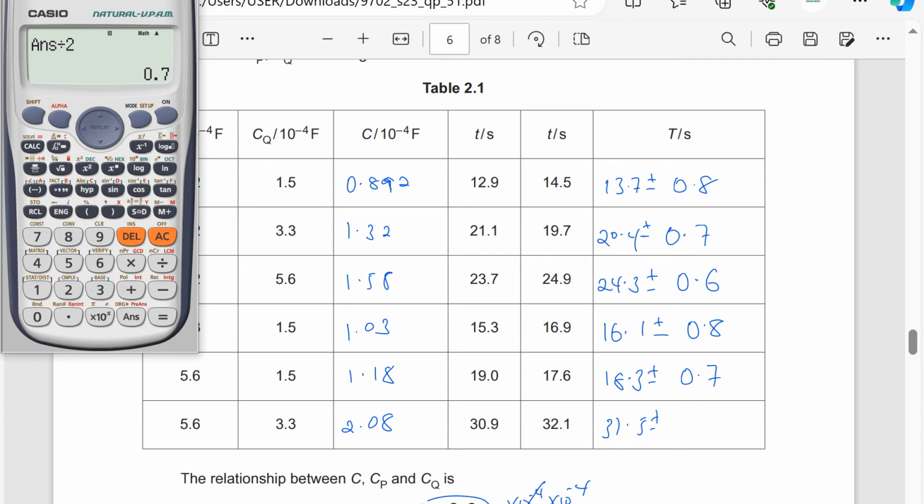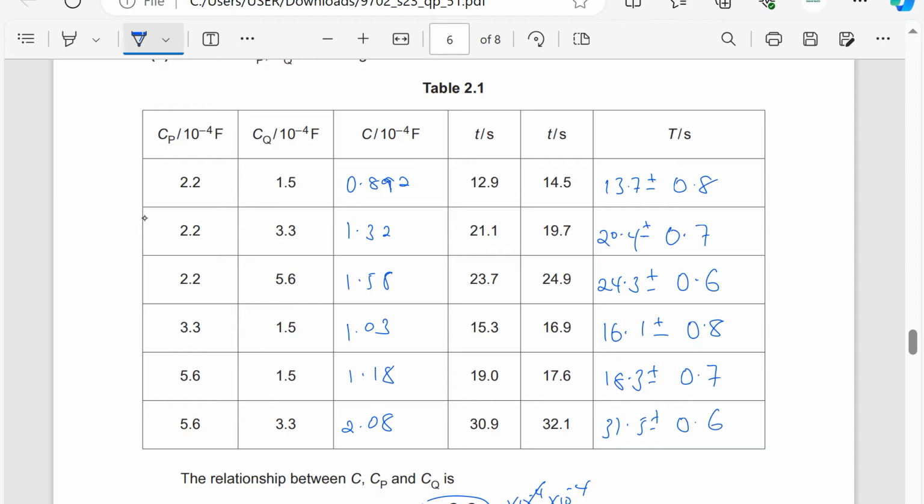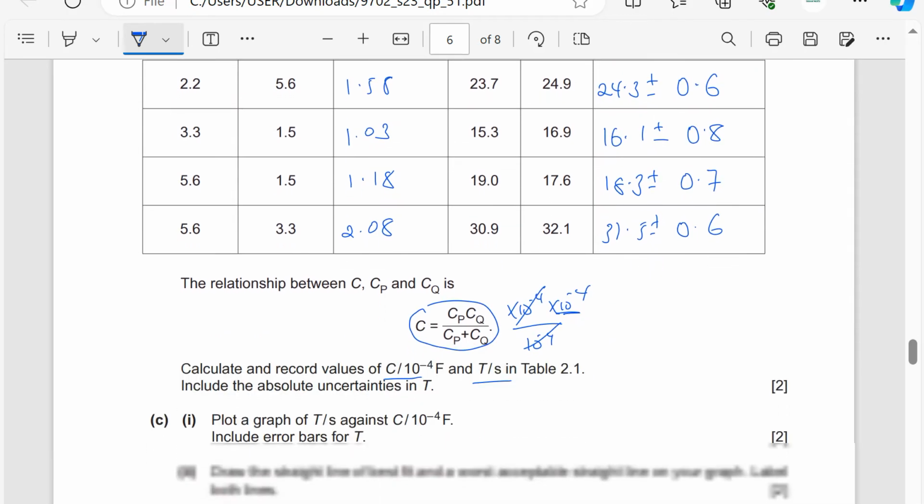And lastly, 32.1 minus 30.9 divided by 2, so that is 0.6. So those are the uncertainties in T. It is just half of the range. The uncertainty here was half of the range. That is the highest minus the lowest divided by 2. That is the uncertainty for repeated measurements.